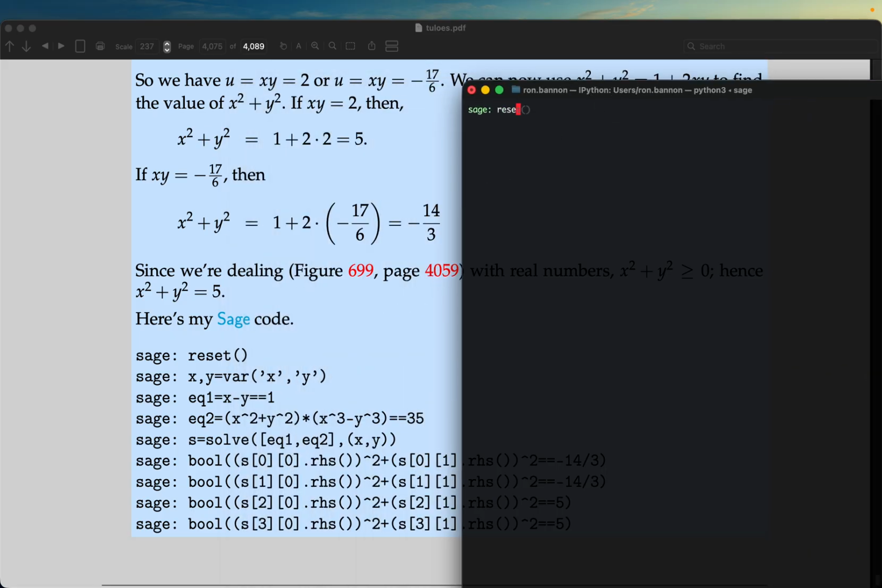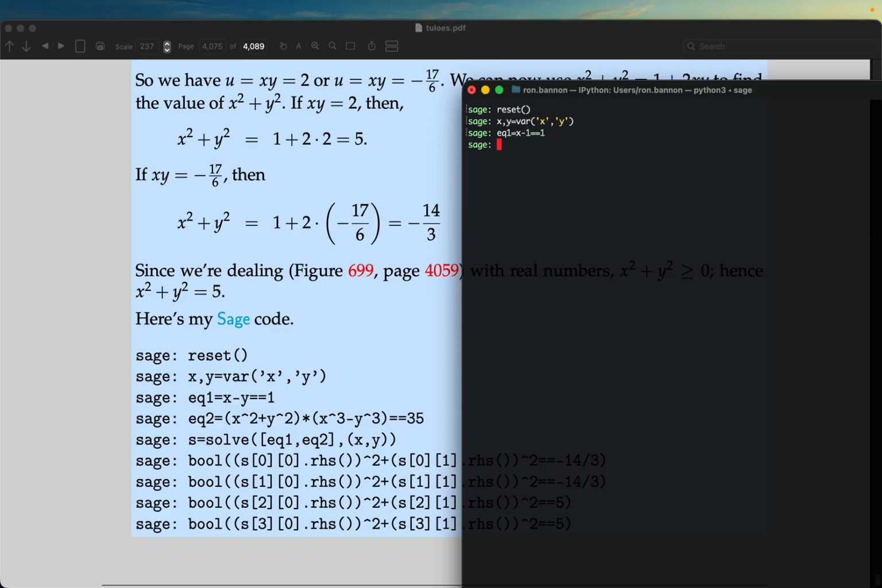One is to reset. That's like a clean sheet of paper. Define the variables x and y, and you should define your variables before using them. Now, equation 1, I'm going to say is going to be x minus y is equal to 1.